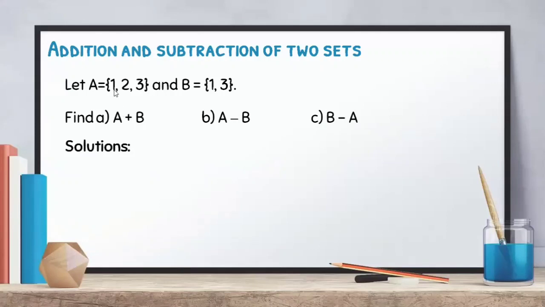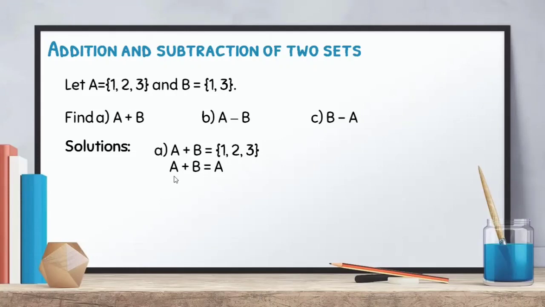So in our A, we have 1, 2, 3. We're going to add our B. As you can see, 1 and 3 can also be found here in our B. So for our solution, A plus B is equal to {1, 2, 3} still, right? Meaning we don't write the same elements twice in our solution. If you have 1 and 3 that can be found in both of our sets A and B, do not write that twice. That's why our answer will be 1, 2, and 3 only.